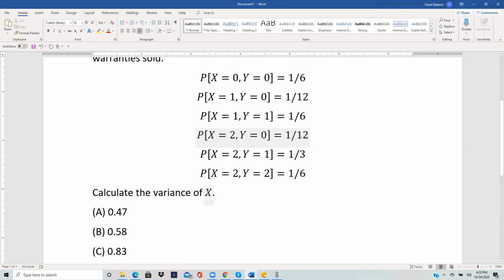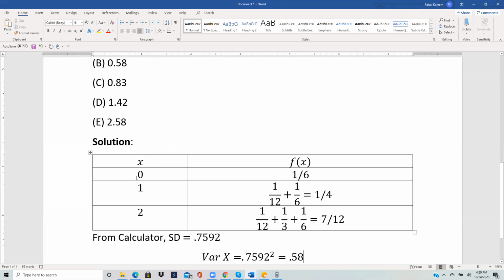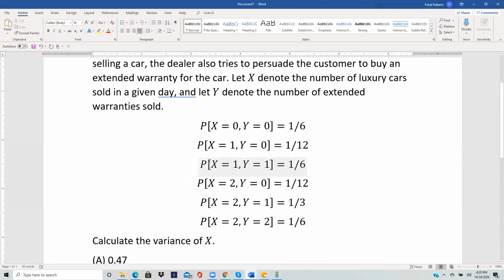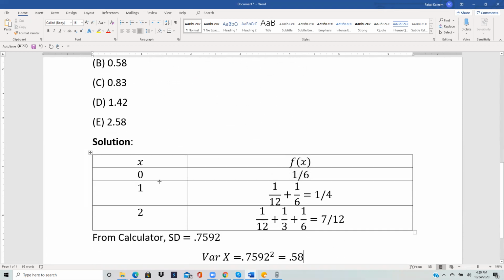So for the variance of X, we would need the probabilities of X taking whatever values it's taking. So X can take values 0, 1, or 2. So we need those probabilities. And we look from here that X is equal to 0 occurs only here. So X is equal to 0 probability is 1/6. So we get 1/6 for 0.